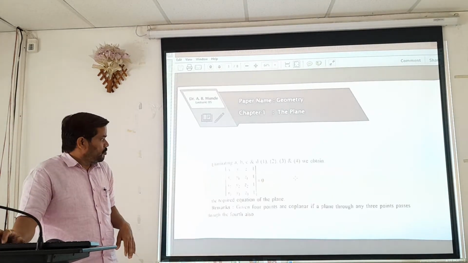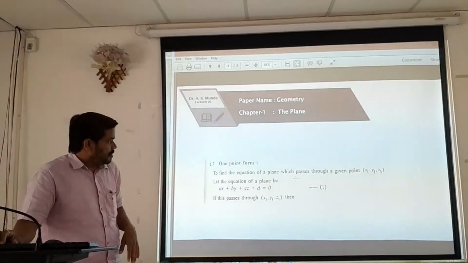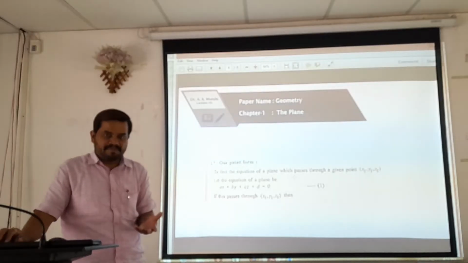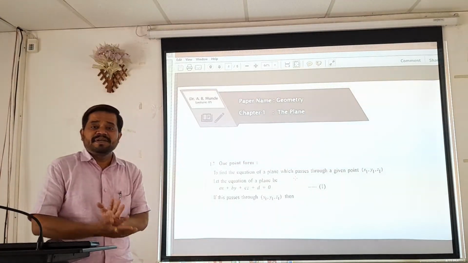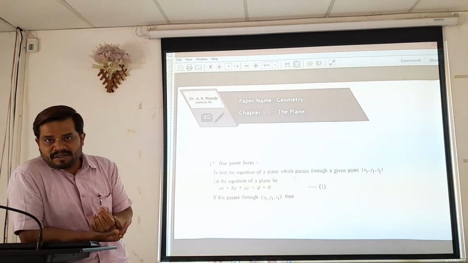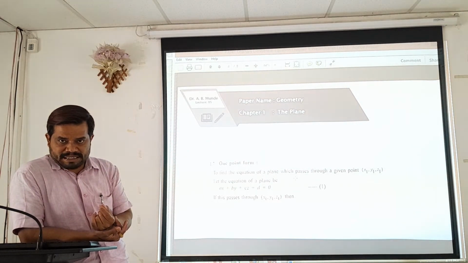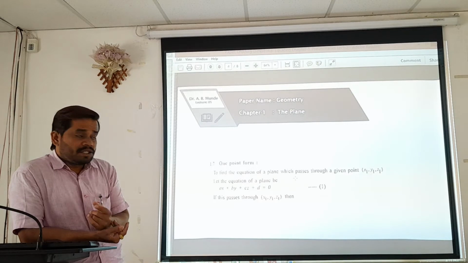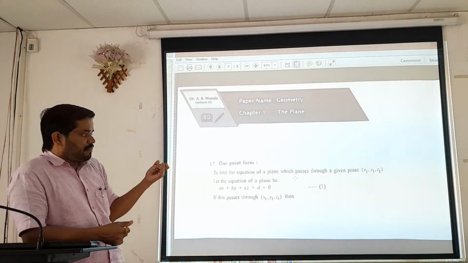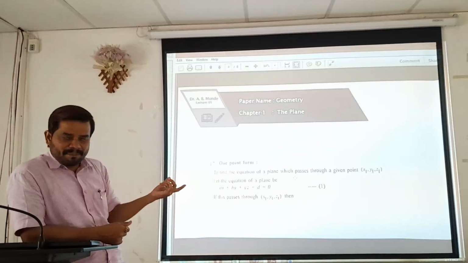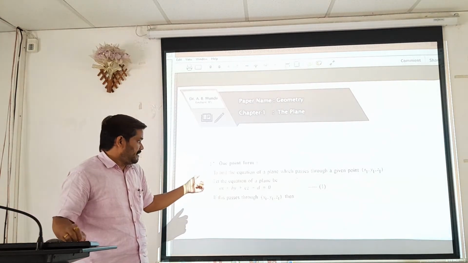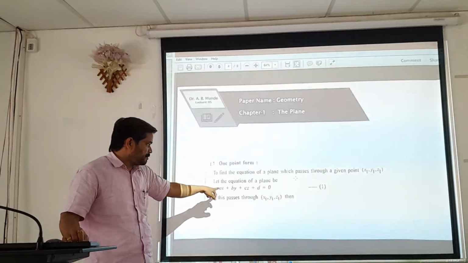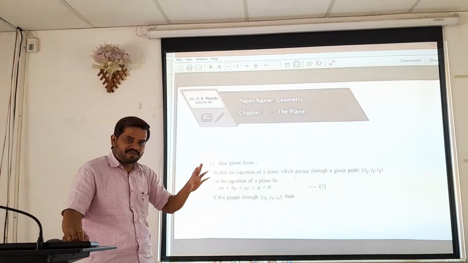Now look at the next concept. It is the one point form. Means one point is given, then what is the equation of a plane? So look here, to find the equation of a plane which passes through one point, and the point given here is x1, y1, z1. So let the equation of a plane be ax + by + cz + d = 0.